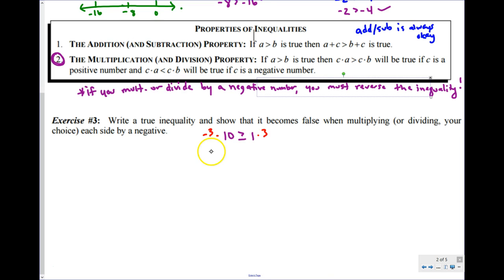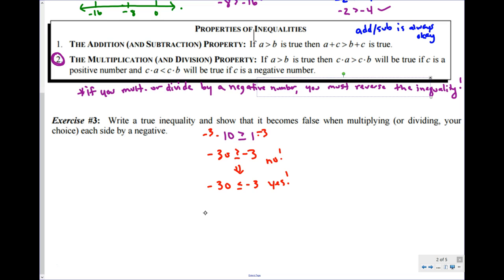10 times -3 is -30, and 1 times -3 is -3. Is -30 greater than -3? No, but we can make it true by flipping this to a less than sign. Now it's true. Okay, we want the truth, so we want the statement to be accurate.